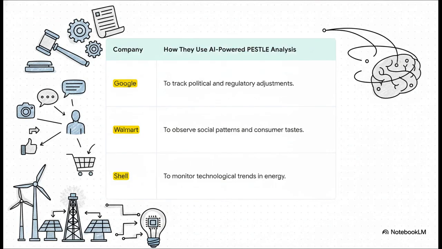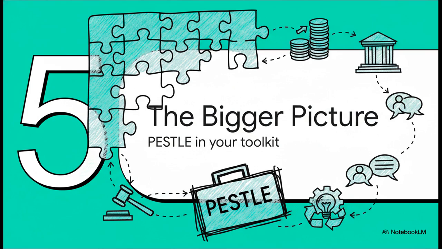And I want to be clear, this isn't just some textbook exercise. Big-time companies are using this thinking every single day, and now they're even supercharging it with AI. You've got Google using it to track regulatory changes as they happen, Walmart is analyzing social trends to see what people want, and a company like Shell is constantly monitoring new tech in the energy world to stay ahead. So here's a really key point. You have to understand where PESTLE fits in your big picture strategy. It's not something you do in a vacuum. It's a foundational piece of a much larger puzzle.